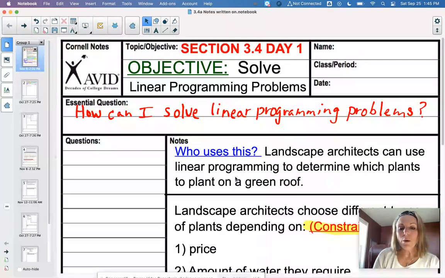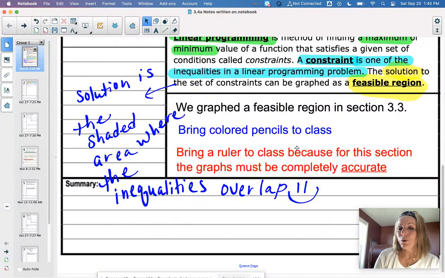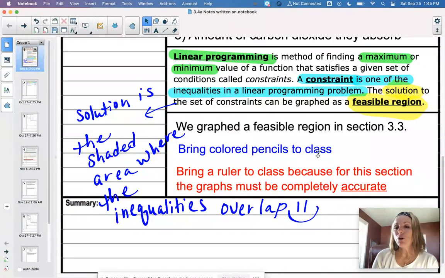All right. And the one thing I want to point out about why we're using rulers is that for this section, it is critical that your lines are exact because we're going to be coming up with the corners, or the vertices, which are going to be used to determine the max or min. So it's very, very important. In 3.3, it wasn't as important because we weren't finding the vertices. We were just shading the region.